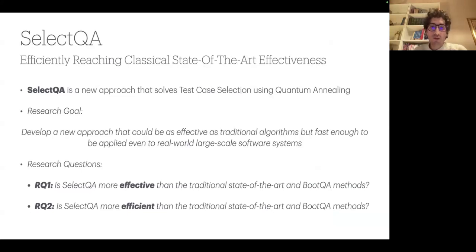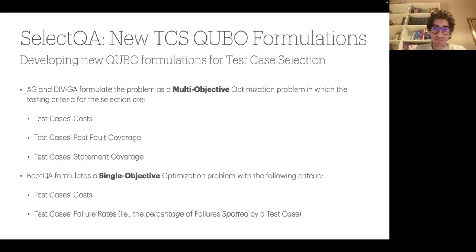So all these problems motivated us to develop our own solution using quantum annealing for test case selection, which we simply called SELECTQA. Our goal was to develop a new approach that could be at least as effective as traditional state-of-the-art methods, but efficient enough to be applied in real-world scenarios. And so our research question was: is SELECTQA more effective and more efficient than the traditional state-of-the-art and BootQA methods?